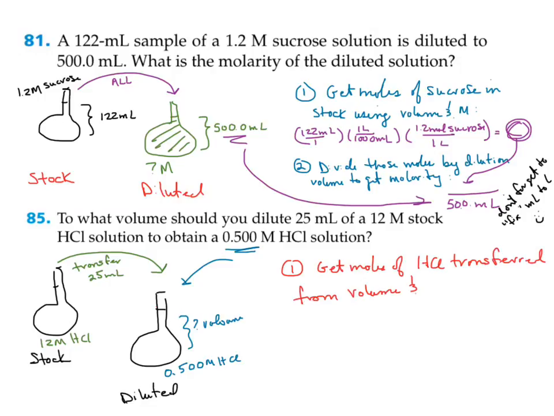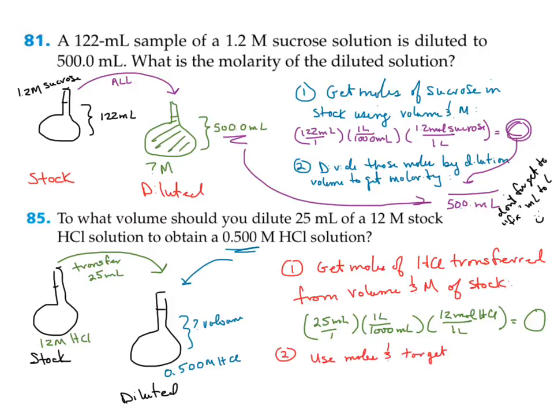So again, if I look at my pictures, the thing I know most about is the stock solution. Now that's not always the case, but from that 25 milliliters I transfer and that molarity I'm given of 12 moles per liter, notice I can get to moles that were transferred, and you can kind of see it in green there. So I'm going to get moles that were transferred. Now in this case, I have moles and I have molarity. I have moles that were transferred in, become my diluted solution. I have those moles and I have molarity, so I need to get to volume.